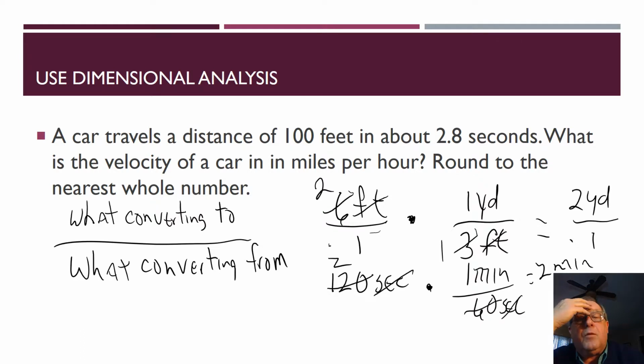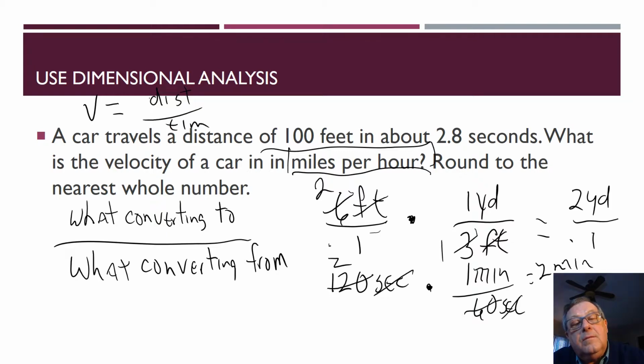Now let's look at this problem we've got here. A car travels a distance of 100 feet in 2.8 seconds. What is the velocity of the car in miles per hour? And so we're asked to determine velocity. Now you may remember that velocity equals the rate, or the distance, I should say, distance over time. How far do we go in a certain amount of time? And that gives us a formula for velocity.